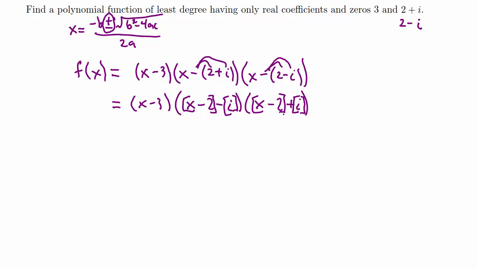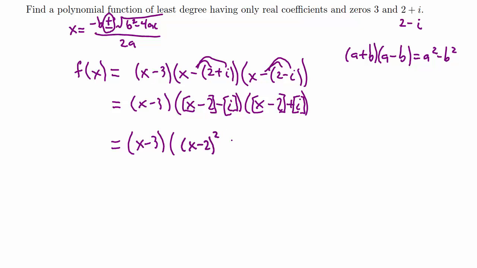And whenever you multiply them, you're going to get a difference of two squares, because a plus b times a minus b is a squared minus b squared. So this is actually going to give me x minus 3 times the quantity (x minus 2) squared minus i squared. Now notice that i squared is negative 1 here. So that's the opposite of negative 1, which means all of that becomes positive 1.